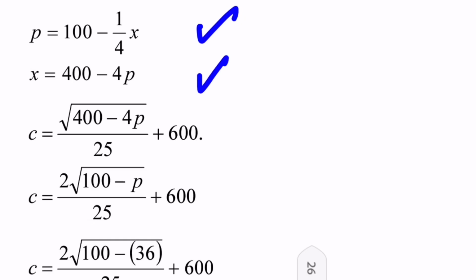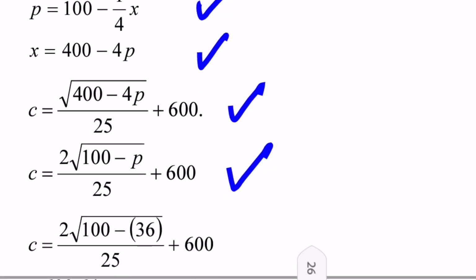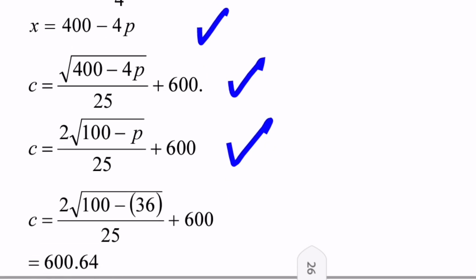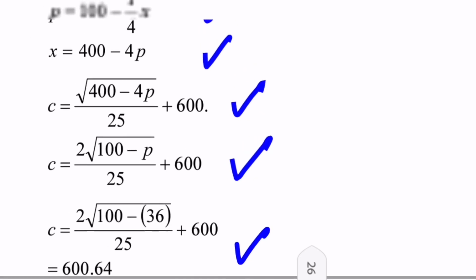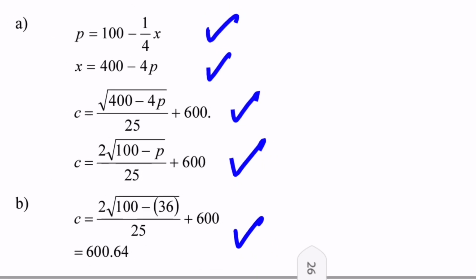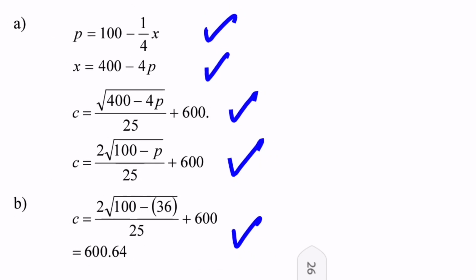So the x is 400 minus 4p, right? And then you substitute the x into the function C, and you can factorize 4, and the square root of 4 becomes 2. So the simplest answer is 2 square root of 100 minus p over 25 plus 600. And the last part is the selling price is 36. You substitute and you will get the answer. So the answer, if you press a calculator, is 600.64.